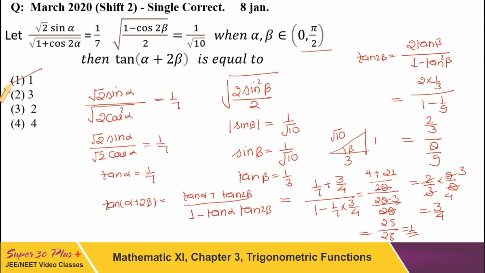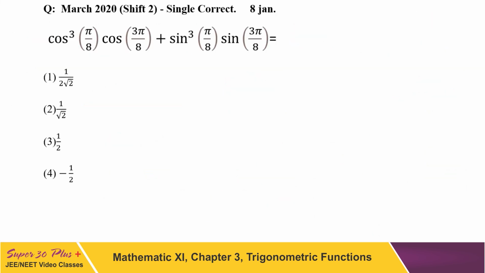This question came in the JEE Main examination March 2020 shift 2 in single correct category. Student, let's see one question. cos cube pi by 8 into cos 3 pi by 8 plus sin cube pi by 8 into sin 3 pi by 8 is equal to.